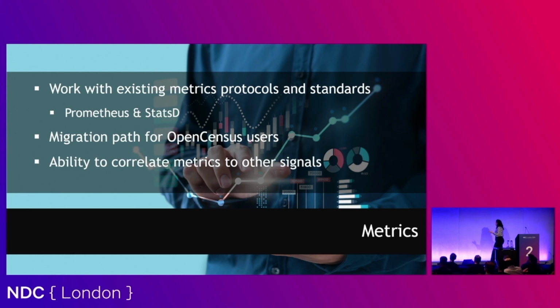And then finally, the most interesting part for me is that they want to have this ability to correlate metrics to other signals, so that when you can see that a metric is off, you can actually connect that to, okay, which traces and logs are connected to something that is feeding into this metric causing this spike.